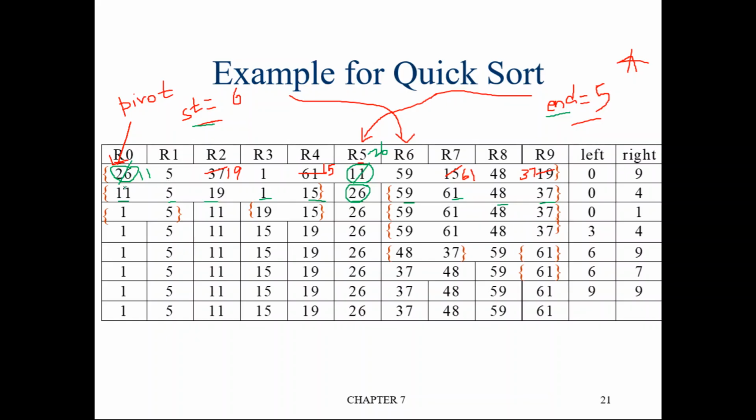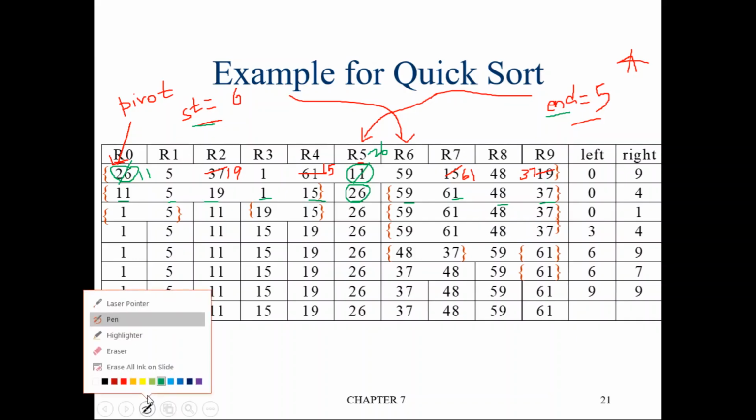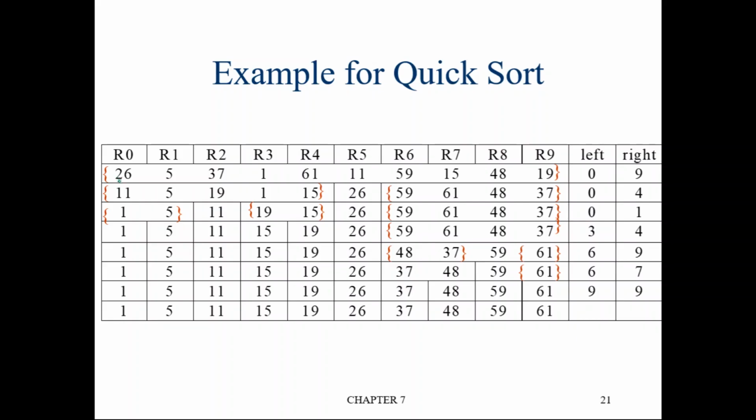Now what is pivot? Let me delete all these things. Now pivot will be 11. This will be the pivot. Initially what will be start? First let us see the left side of 26 part. Initially start will be 0, pointing to wherever 11 is there.